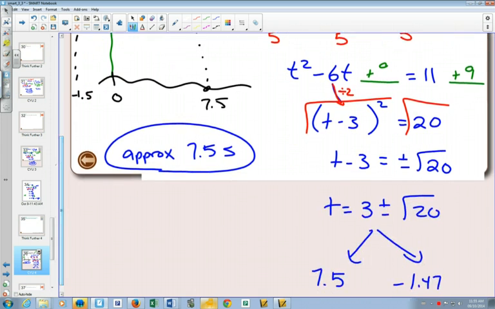I typed this into my calculator. This one was 3 plus root 20, and this one was 3 minus root 20. There's no plus or minus button on your calculator. You have to do them separate.